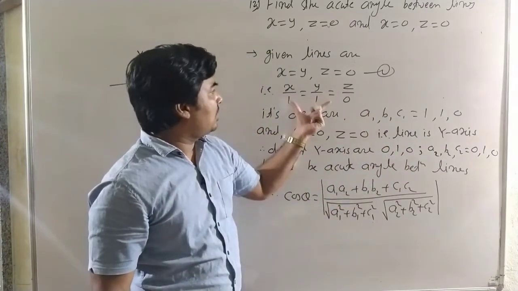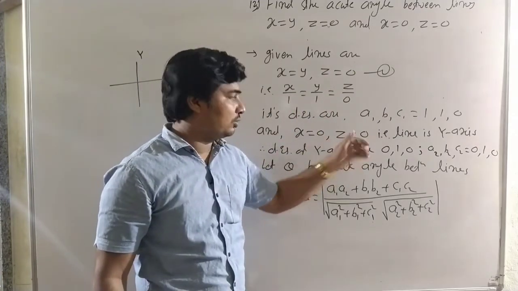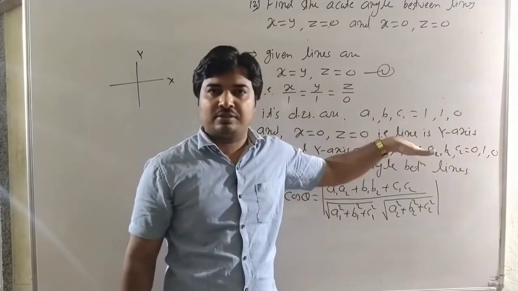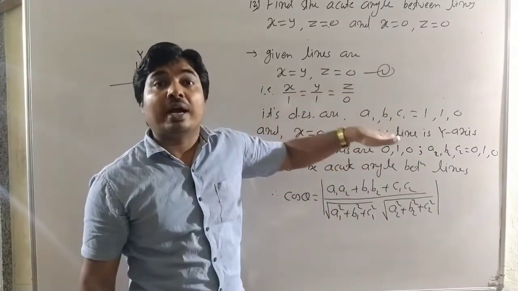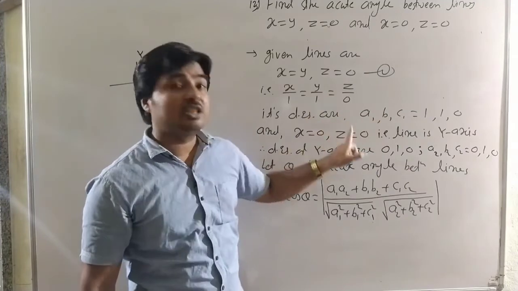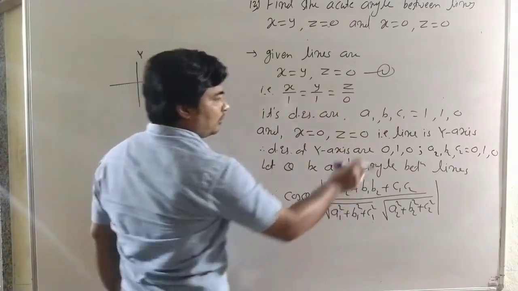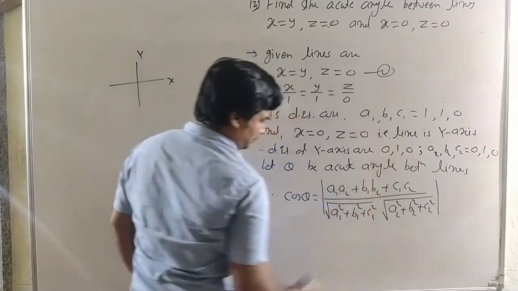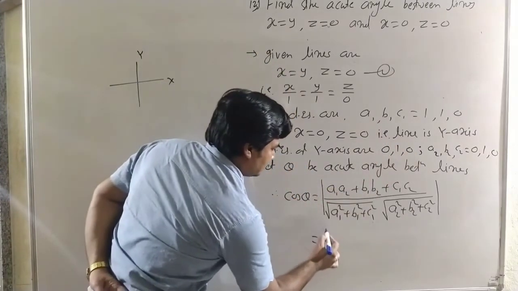A1, B1, C1 are the direction ratios of that line. And here it is x equal to 0 and z equal to 0, it is nothing but the y-axis. It is the equation of y-axis, and the direction ratios of y-axis are 0, 1, 0. Then here put all the values.